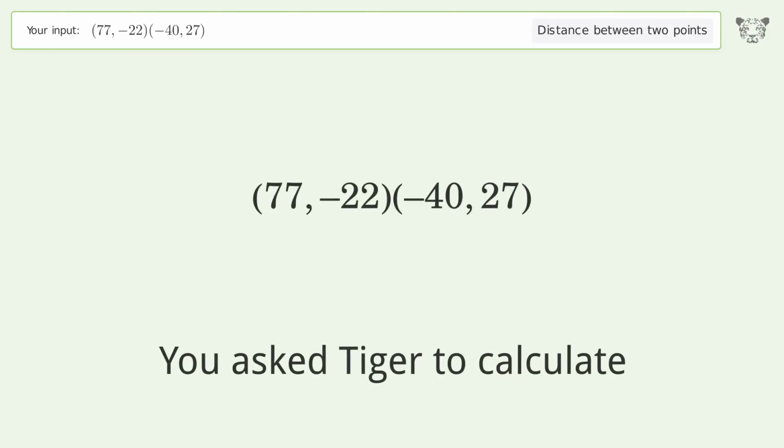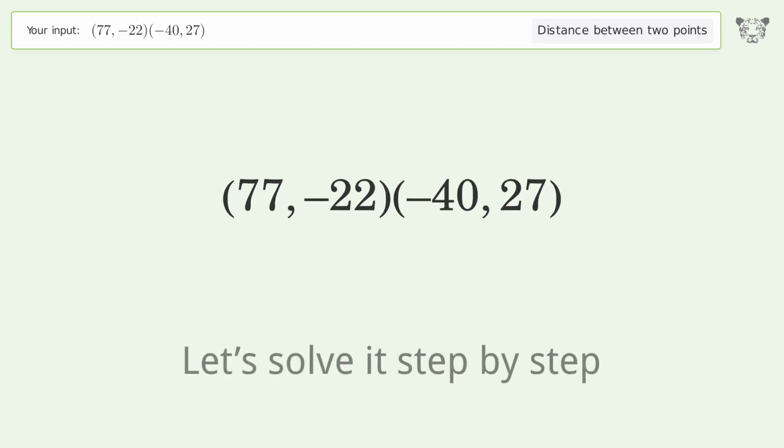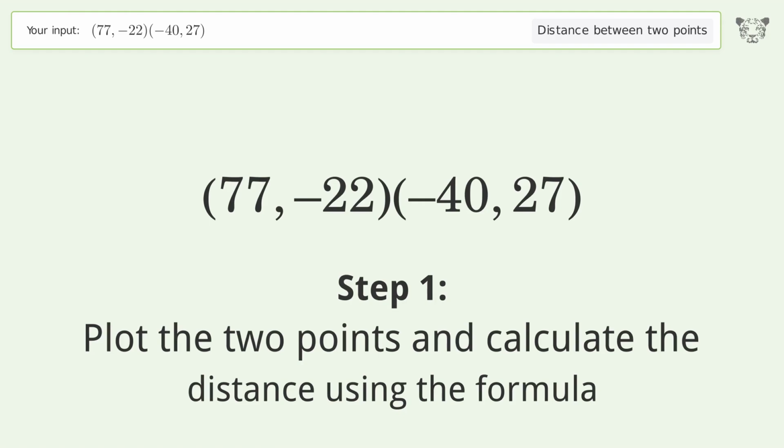You ask Tiger to calculate. This deals with the distance between 2 points. The distance between the 2 points is the square root of 16,090, or 126.846. Let's solve it step by step. Plot the 2 points and calculate the distance using the formula.